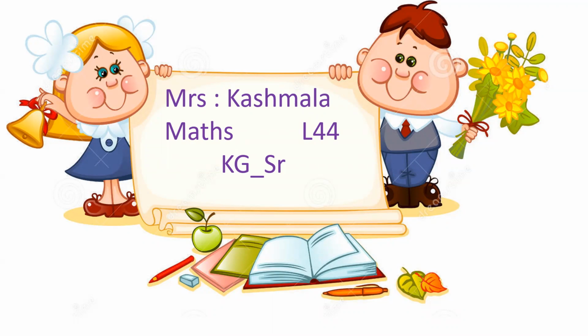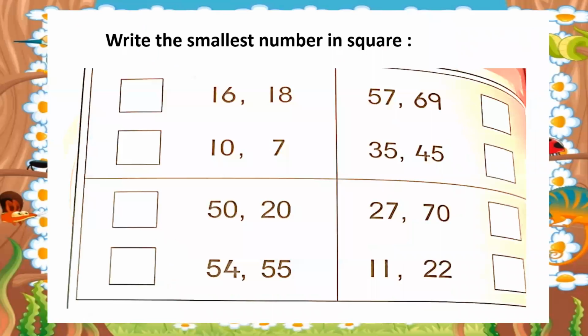You are learning maths with me, and this is the beginner level maths where in KG Junior you had learned counting, simple counting and spelling and counting in words. In today's lesson, we would be revising counting. There is one activity from your GABA book page: write the smallest number in the square, okay?